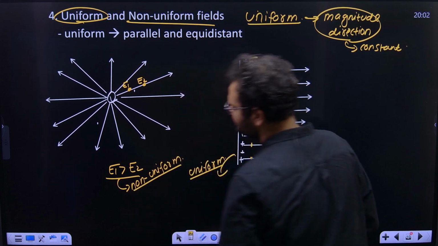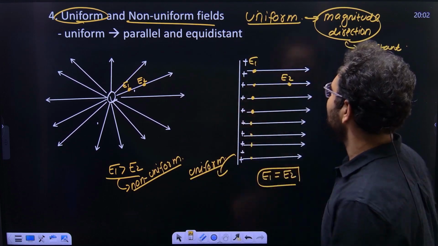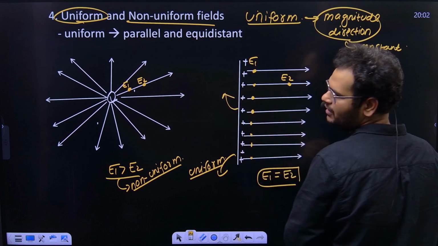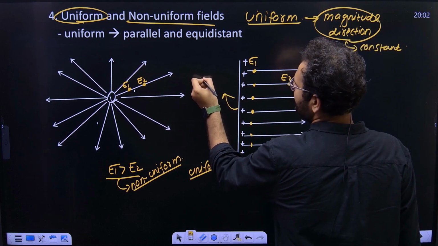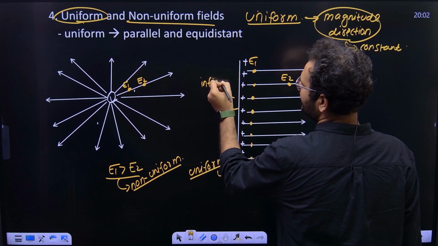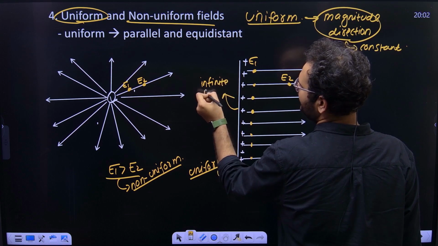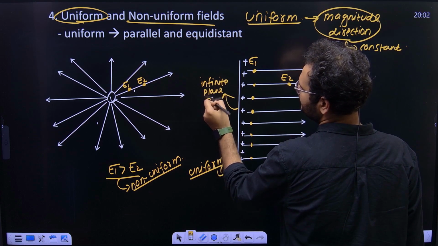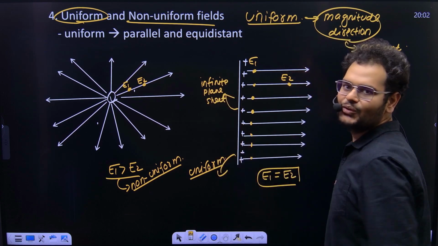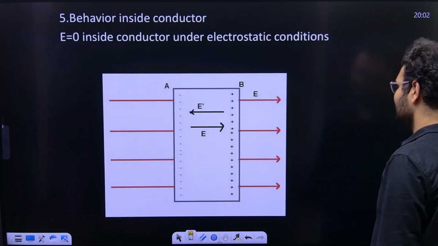By the way, this field line is created by what? Sir, this field line is created by an infinite plane sheet. Yes or no? Electrostatics basics, come on.